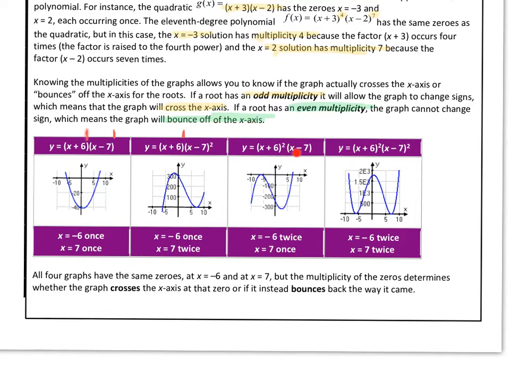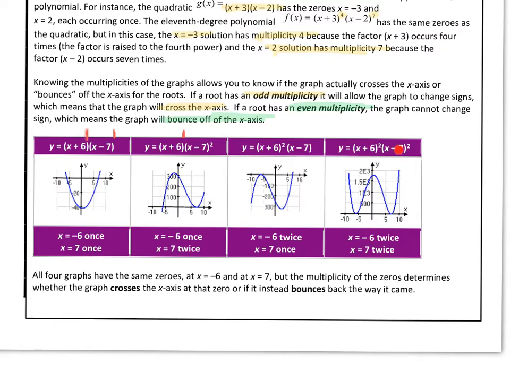So now we take a look and change it around again. x plus 6 squared. Well, that would be x equals negative 6. It's bouncing off of it because it was a positive 2. It goes back down. It occurs twice. x minus 7 only has an exponent of 1, and look at that, it crosses it.